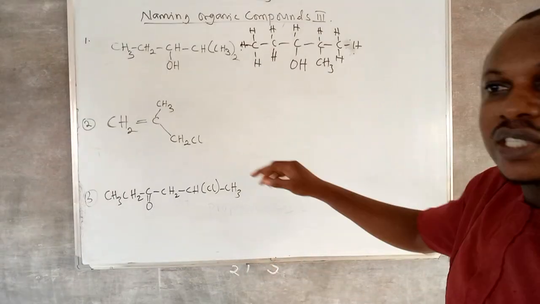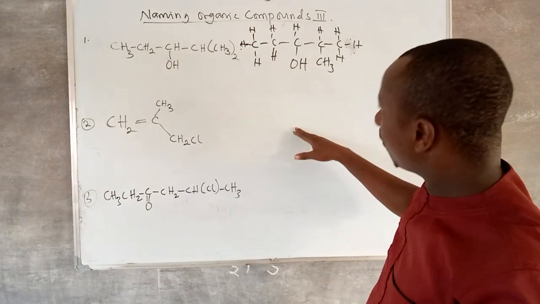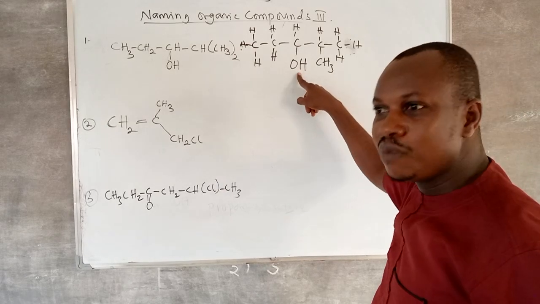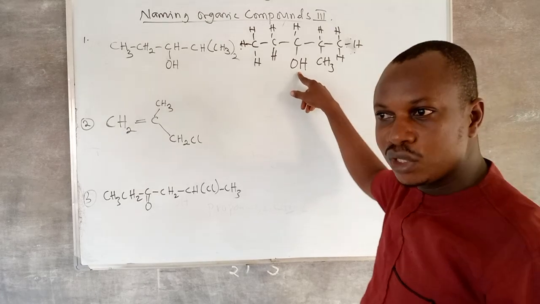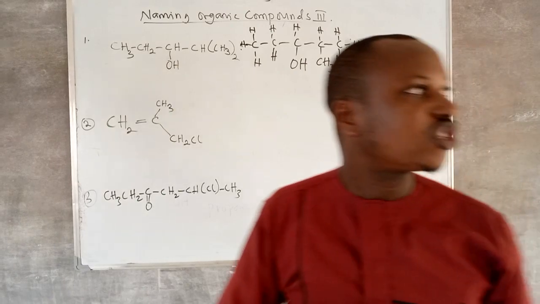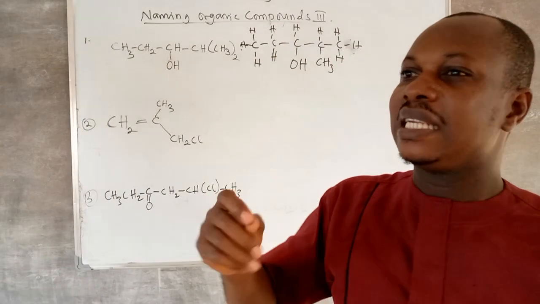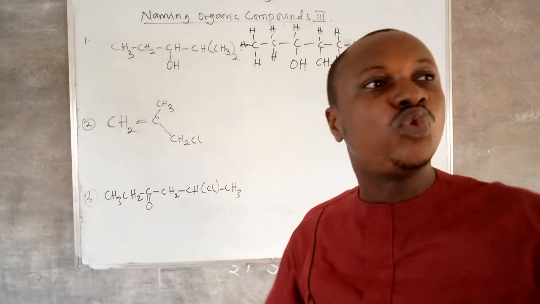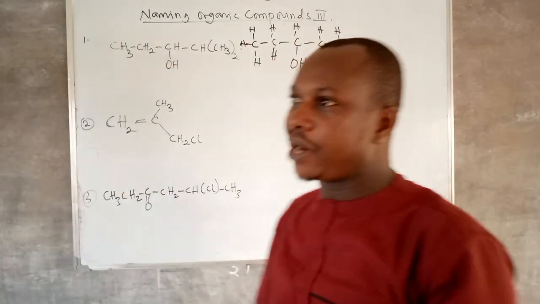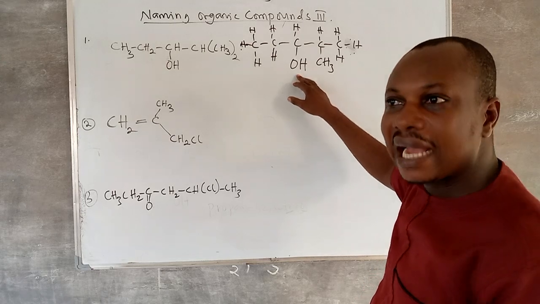So if we should consider all the rules we have streamlined in our channel and in our Facebook page, you will believe me that this compound belongs to alkanol because of the presence of OH. OH is the functional group. Functional group is that radical or group of atoms that takes you to a group of organic compounds. It directs you to the family of that organic compound. So anywhere you see OH, it will tell you that it belongs to alkanol.